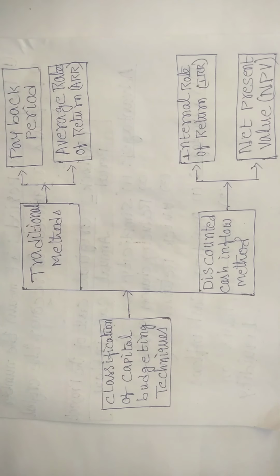The next topic in capital budgeting is capital budgeting techniques. These techniques are classified into 2 types, that is traditional methods and discounted cash inflow methods. Traditional methods include 2 types, that is payback period and average rate of return. The other one, discounted cash inflow methods, includes internal rate of return and net present value.